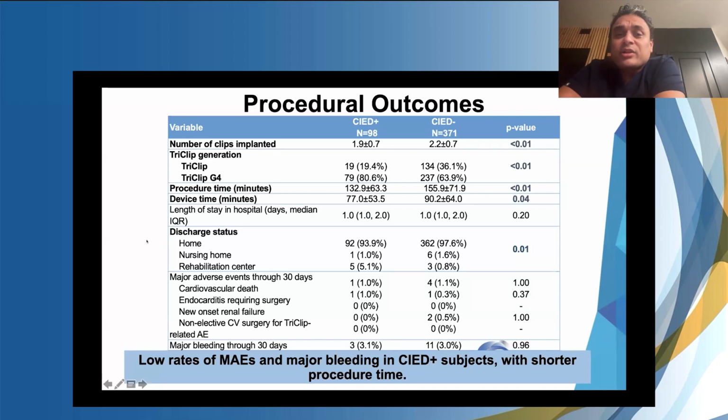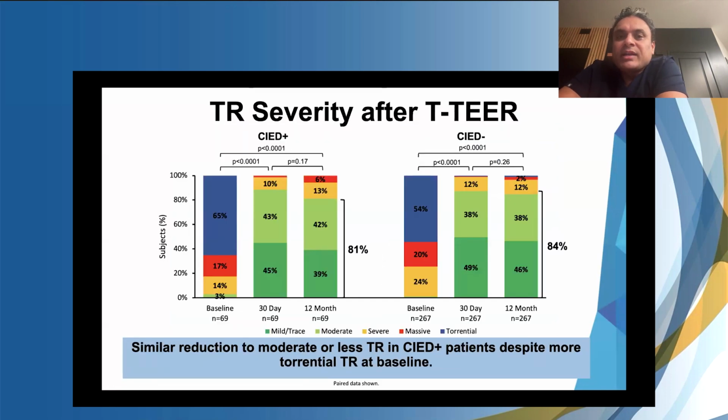And if you look at it, there were low rates of major adverse events and major bleeding in the lead patients, as you can see on the bottom half of the slide, basically very similar with very low event rates. All of us keep talking about how this is a very safe procedure, and the lead did not confer any added risk. And next, there was a similar reduction to moderate or less tricuspid regurgitation in the lead patients. Again, that didn't affect the reduction in these carefully selected patients, despite having a numerically higher torrential TR at baseline.